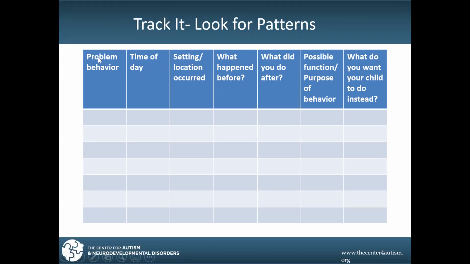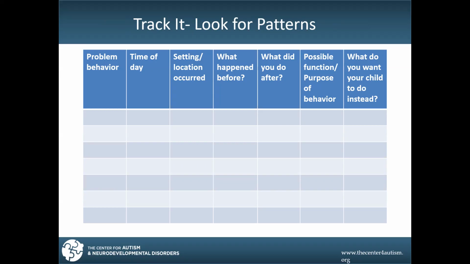In the first column, you will indicate the problem behavior. In the second column, you would indicate the time of day that the behavior occurred. Next, you would note the setting or location where the behavior occurred. These two things are important because we may discover specific times of the day or settings that the behavior occurs in, and the more information we can have, the better.